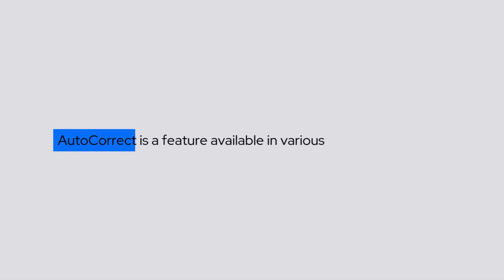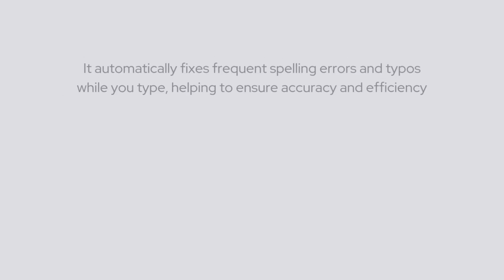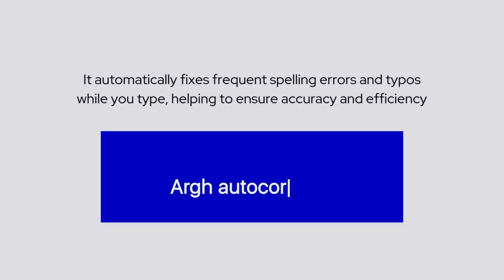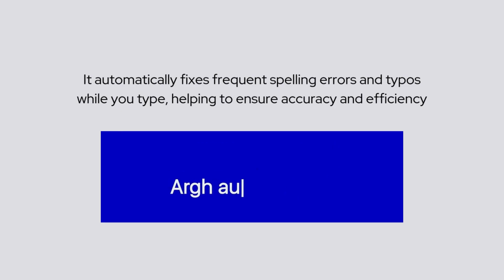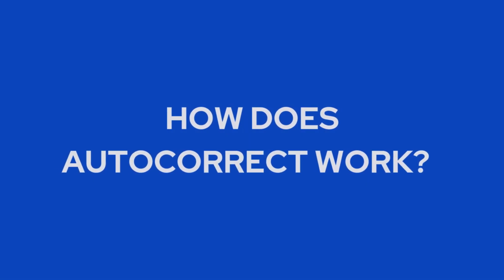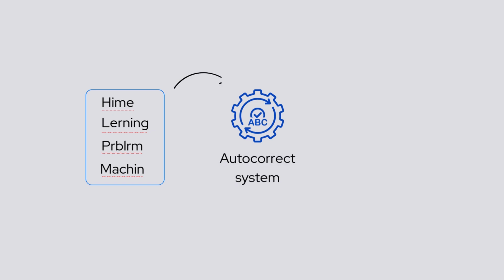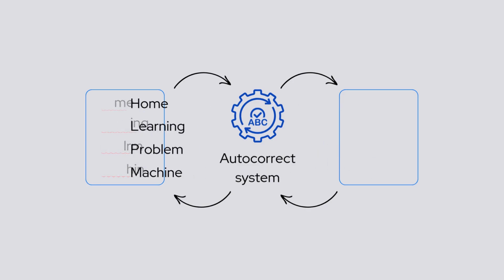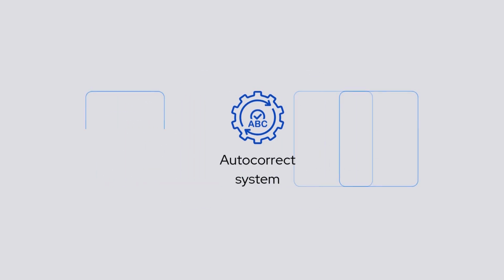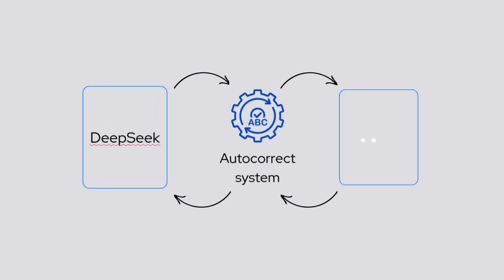AutoCorrect is a feature available in various software programs such as word processors, messaging apps, and email clients. It automatically fixes frequent spelling errors and typos while you type, helping to ensure accuracy and efficiency. How does AutoCorrect work? The process of autocorrection begins with the system analyzing the text you type and comparing it against a built-in dictionary or a database of common words. If the word isn't found in the vocabulary, it is flagged as a potential typo.